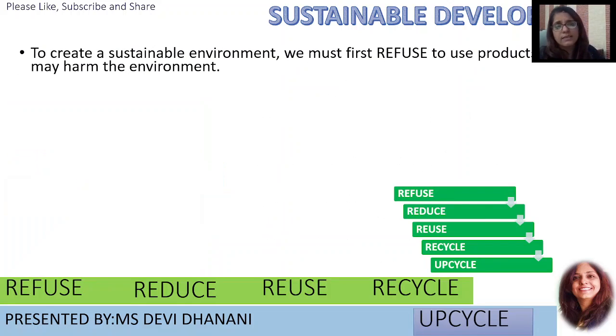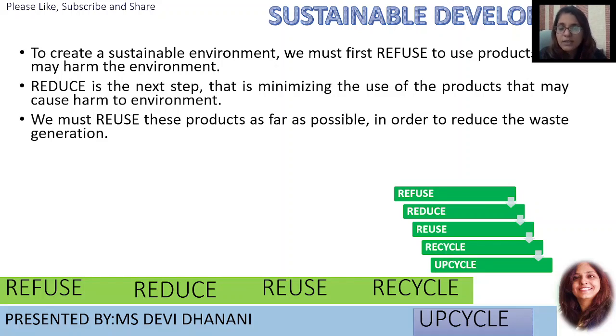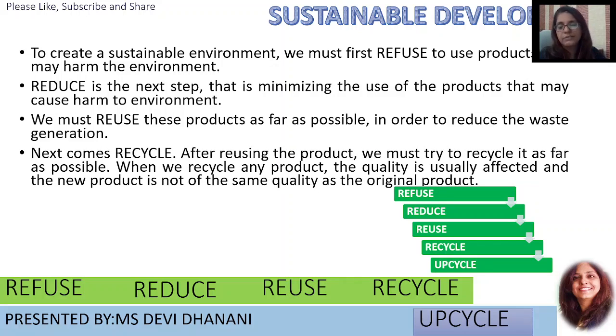So what is exactly refuse? To create a sustainable environment, we must first refuse to use products that harm the environment. For example, plastic. The next step is to reduce, that means minimize the use of the products that may cause harm to the environment. If you cannot refuse to use that, if you cannot do away with that, then you can use it judiciously. Next is try and reuse the products as far as possible in order to reduce the waste generation. For example, reusing of rainwater, reusing of waste material, biodegradable material.